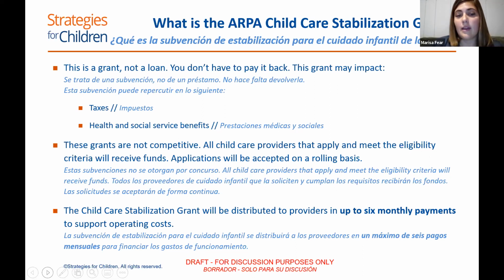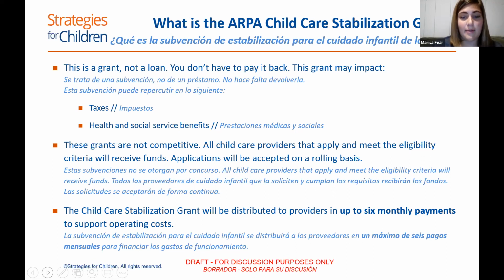So today it's August 11th. The application opened in July, and that was the first month of eligibility. So if you were to apply, you would apply for the first month that you become eligible, and then you would be able to receive up to 6 monthly payments after that.